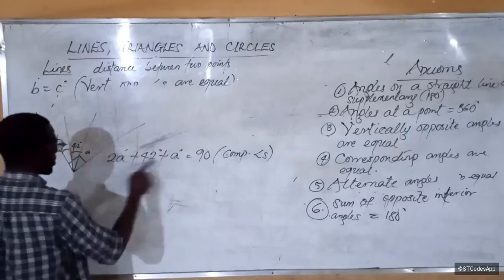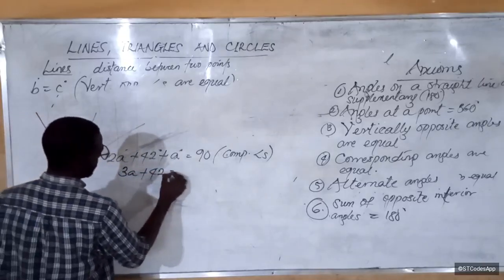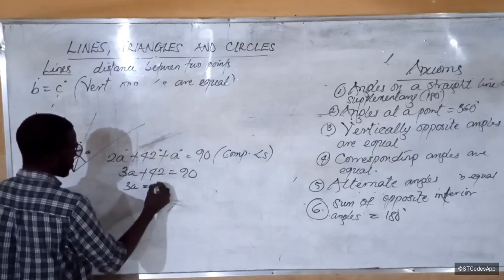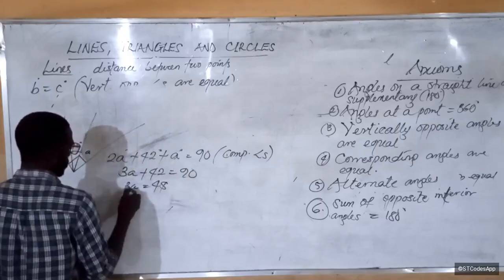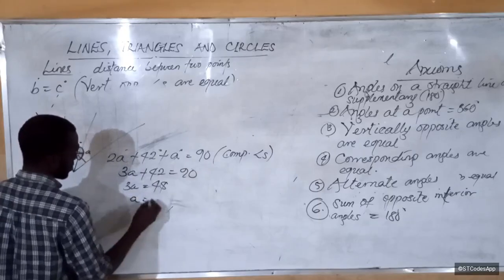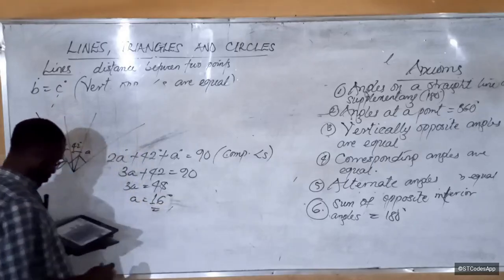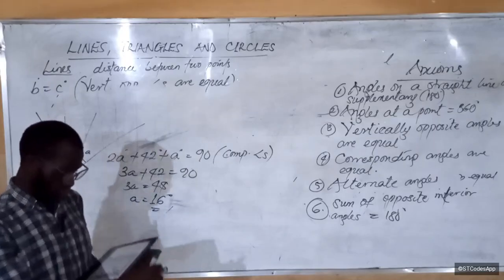All right, so here this plus this will give us what? 3a plus 42. Are you with me? All right, so we have 3a is equal to this subtract this. That will be 48, right? So a will be equal to, divide both sides by 3, you get what? 16. So a is 16 degrees. Do you understand? All right, let's go to the next one.